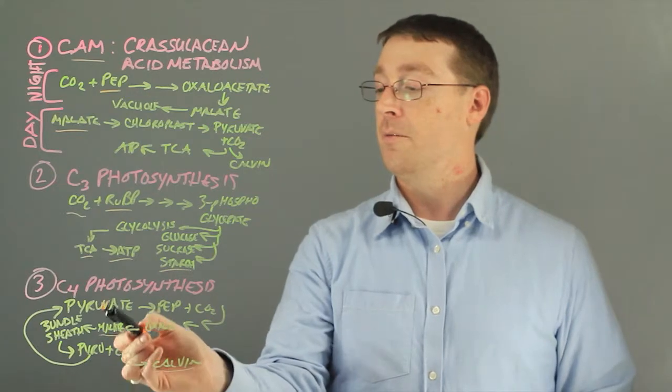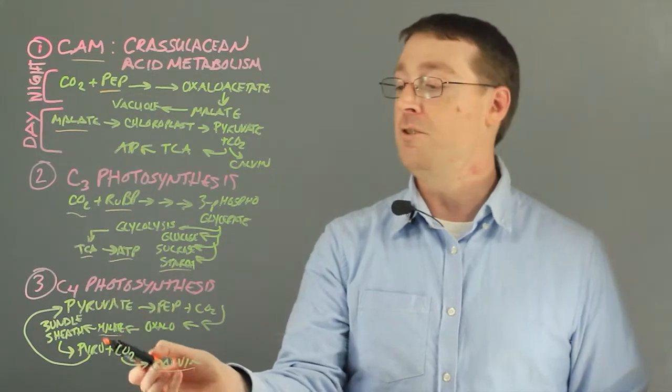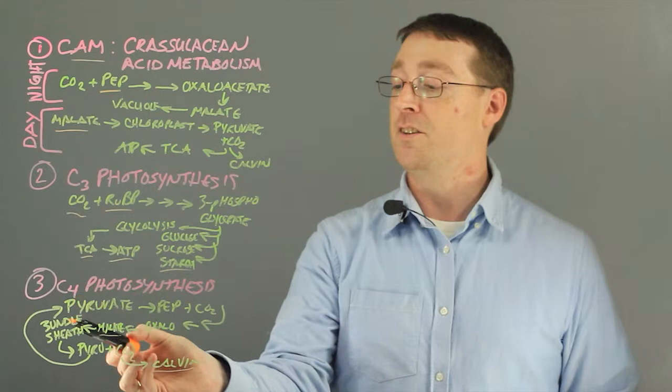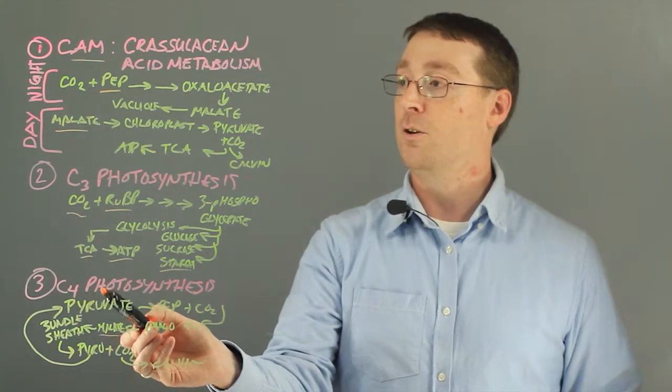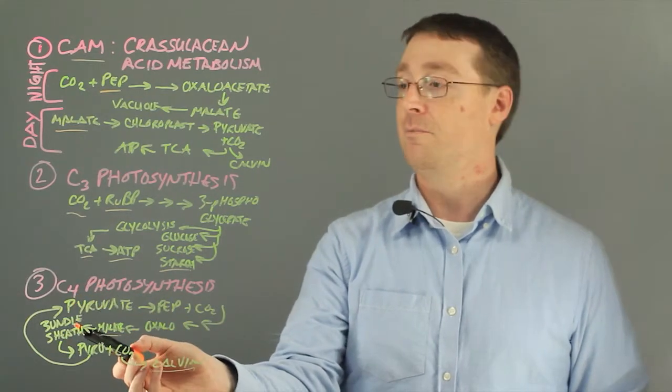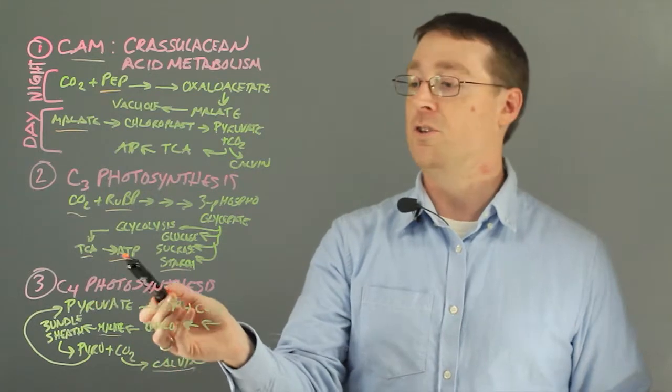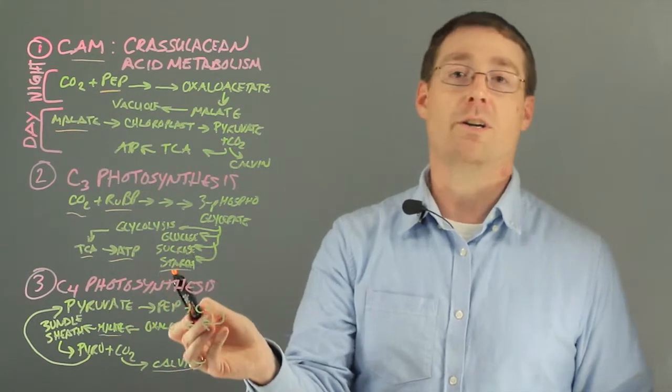So C4 photosynthesis is unique in that photosynthesis occurs in the chloroplast as well as in the bundle sheath, as compared to the other ones, in which these are located primarily in one compartment of the cell.